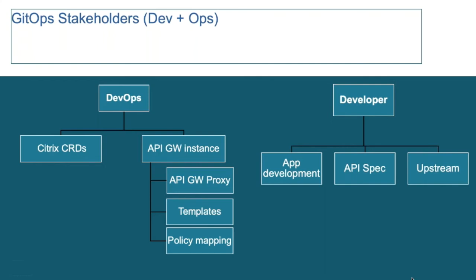And then the developer, of course, he writes the code, he builds the app, and then he writes the API specification. Then he also knows, okay, for my API, this is the upstream or backend service. So this is something he brings into the workflow. So this is how our stakeholders and what they bring into the system will look like.